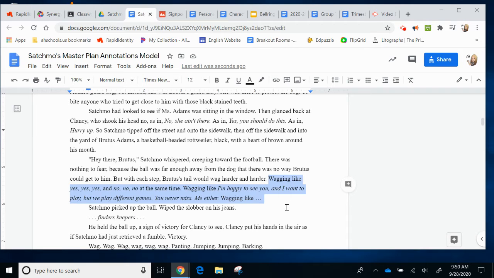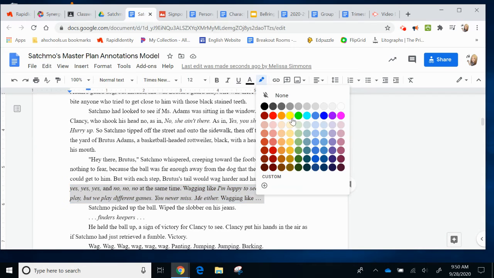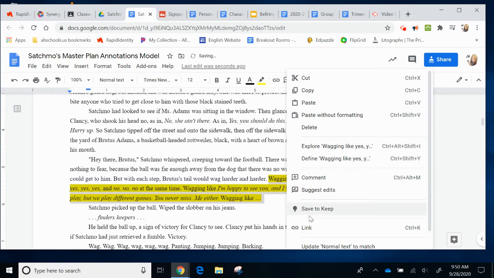We kind of are noticing things that are happening over and over. The yes, yes, yes, no, no, no. I'm happy to see you. I want to play. We play different games, right? Like it's kind of like a back and forth between these two. A little bit of like his mind, he's having a conversation with his dog in his mind, and it is again and again he's really kind of overthinking this, thinking it through.